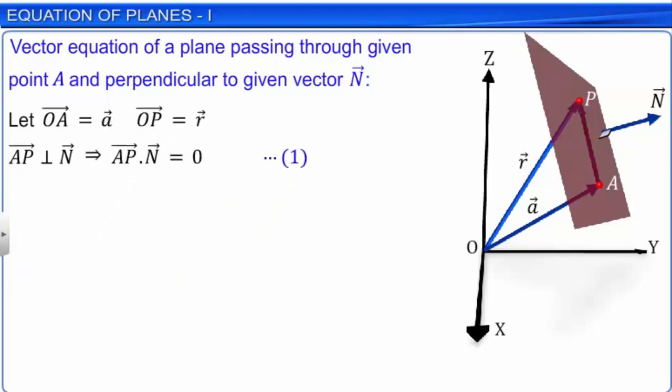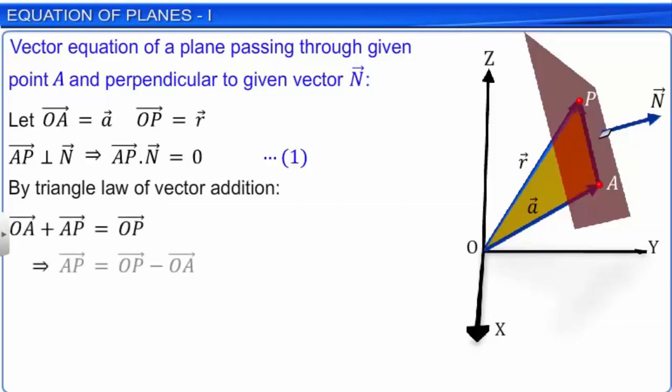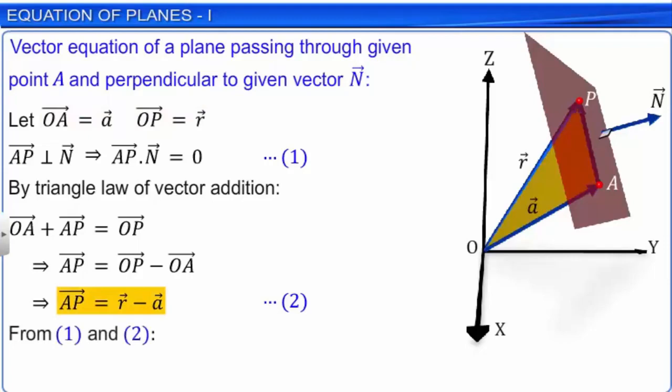Applying the triangle law of vector addition to triangle OAP and rearranging the result, we get the value of vector AP as shown in equation 2. Substituting the value of vector AP from equation 2 in equation 1, we get the vector equation of a plane passing through a given point and perpendicular to a given vector.